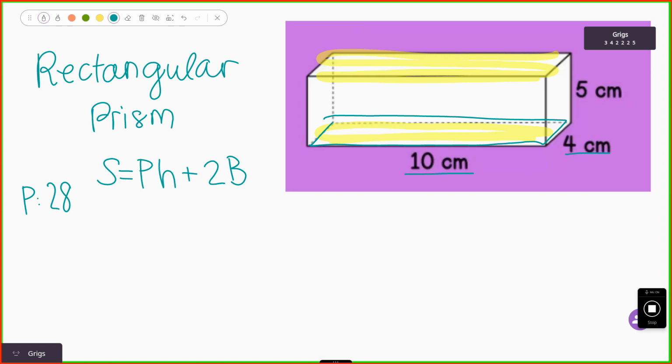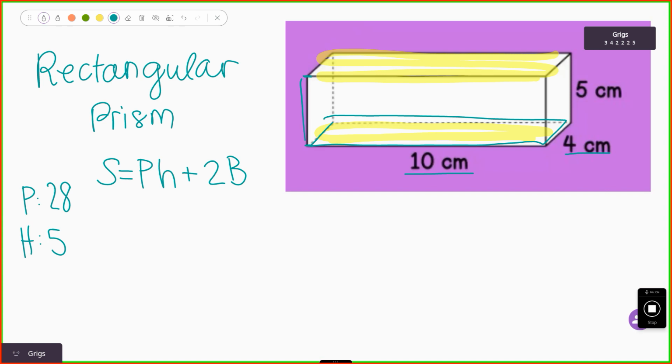Height is 5. So another variable we need to identify is the h, the height. And height is your distance between your bases. So if this is my base and this is my base, what's the height between them? 5.